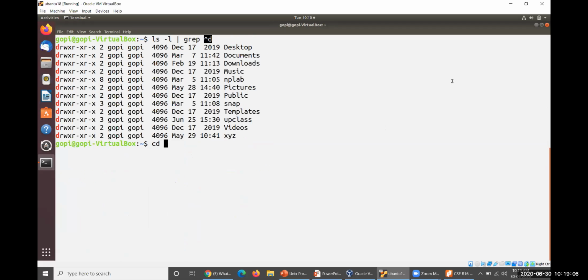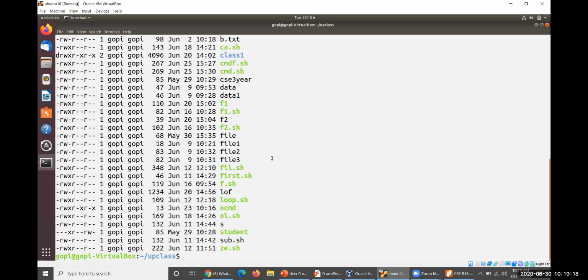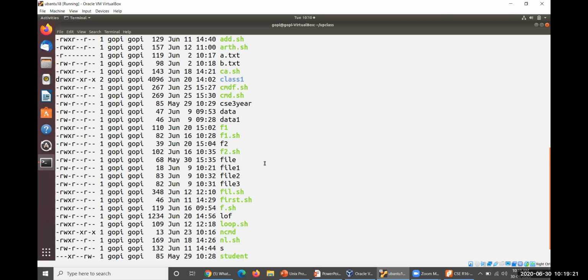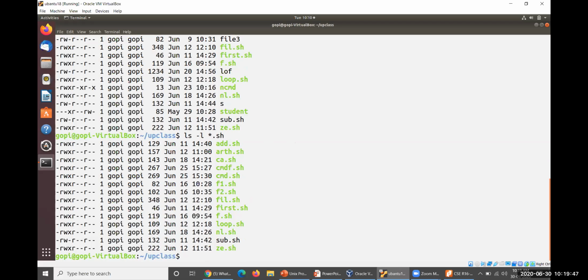However, we'll move to one particular file. Let me operate the dollar also here. The line which ends with sh: display the files which have sh as the last characters within the directory. It could also be done with ls -l *.sh. There is no problem at all.